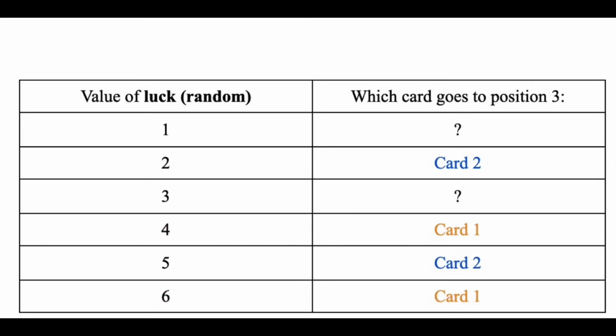Let's think about card 3 now. Since 1 and 3 are the only numbers left, it's best to assume that card 3 should go to position 3 when the Scratch project randomly generates the numbers 1 and 3.